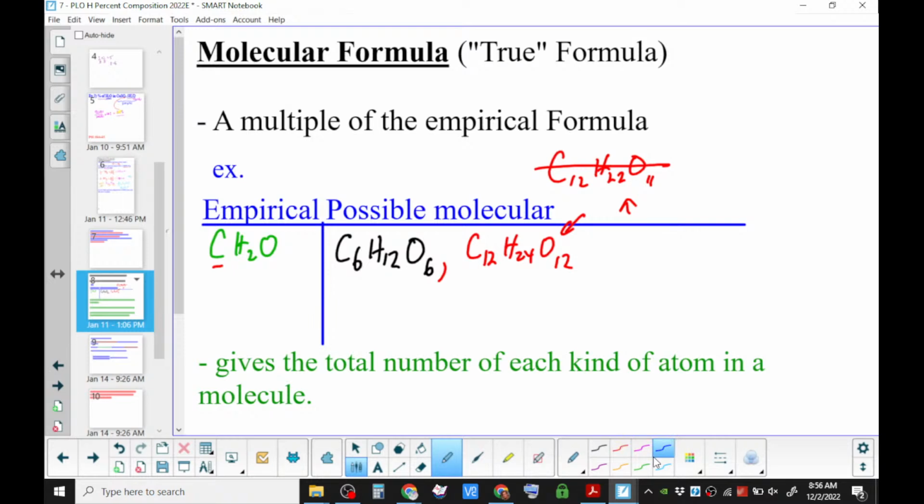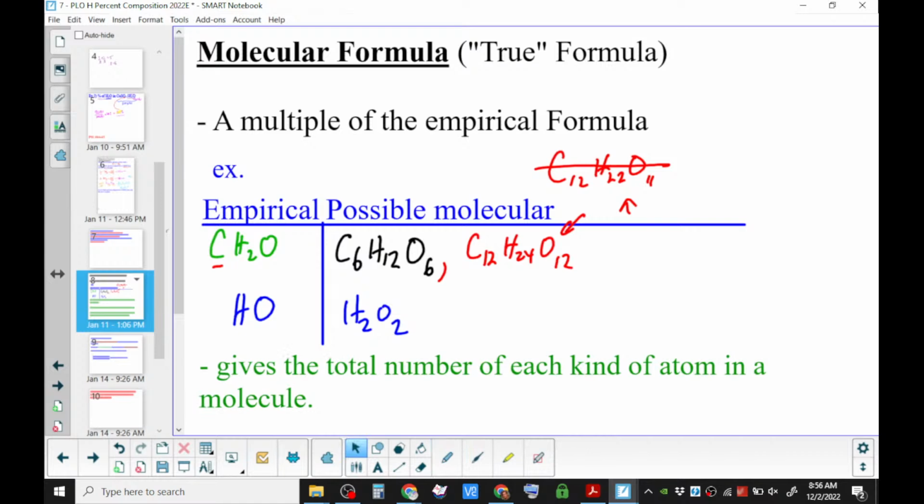Since it's Christmas time, that could be the empirical formula, ho ho ho, Santa Claus. The actual molecular formula may turn out to be H2O2, and that's the only version that exists. There is no H3O3. This is the real formula, and this is just the simplest version.